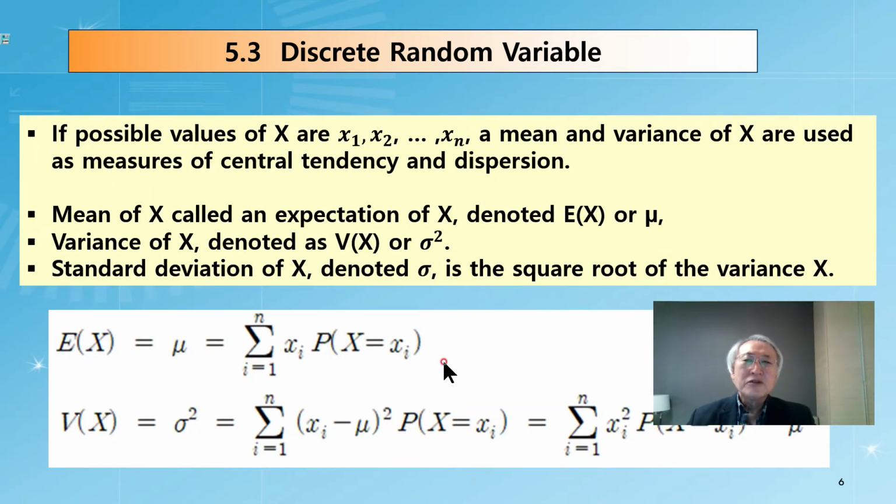In the case of a discrete random variable, since it looks like a function, we need some summary measures. As we did in the case of numbers, we are doing the same thing. We measure the central tendency of a random variable and what their dispersion would be.